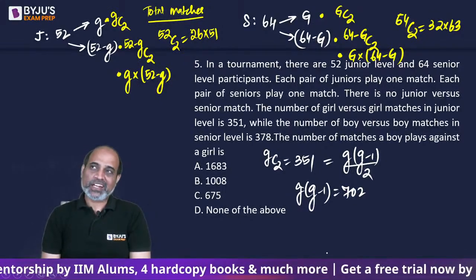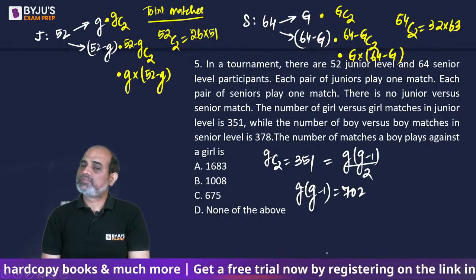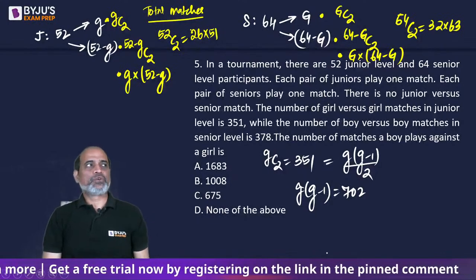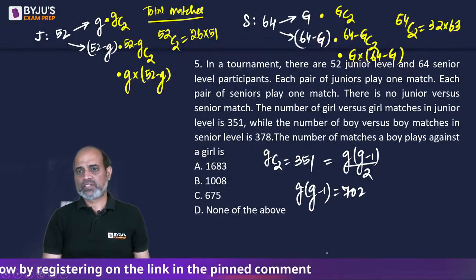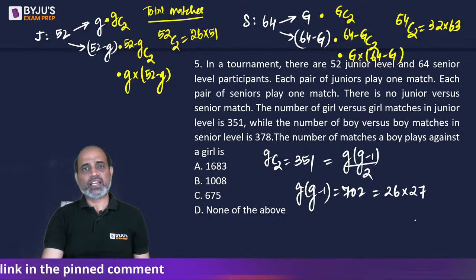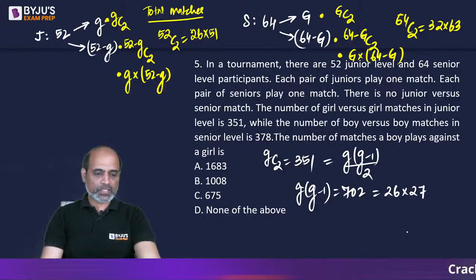702, you can prime factorize and get there, or do a little hit and trial. What is the square root of 702? Well, the square root of 729 is 27. So this should be 26 into 27, because we need less than that. So we will have to verify that. 26 into 27.